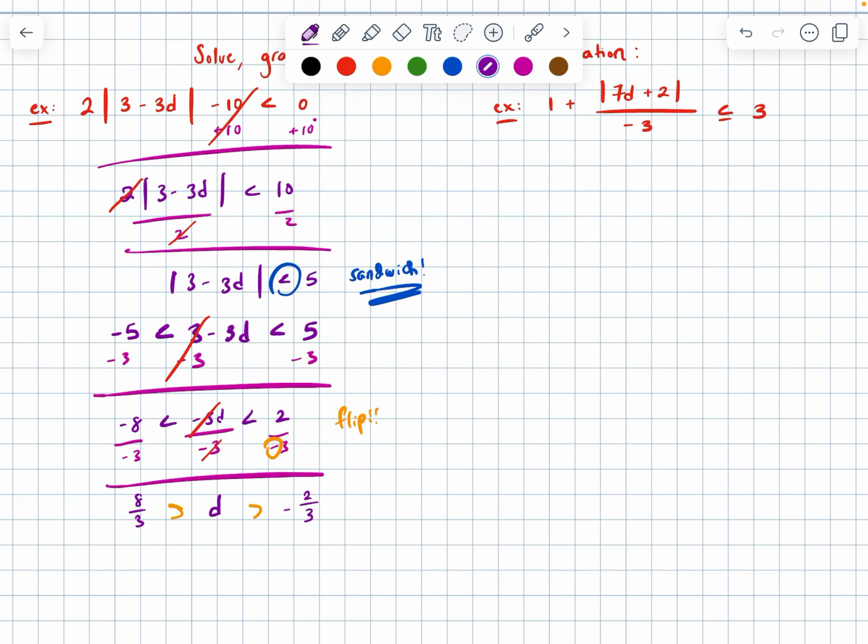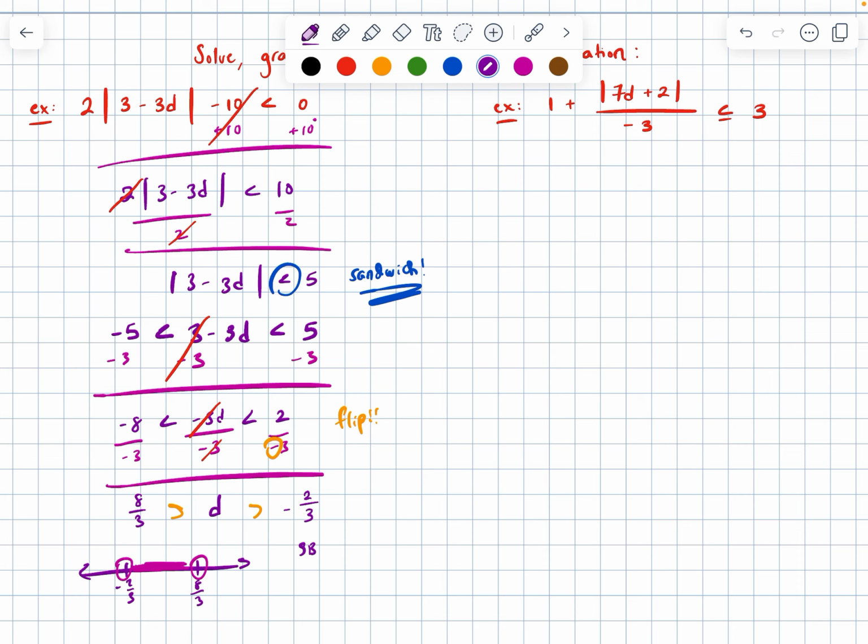Cool. On my number line, I'm going to place my two numbers. Negative 2/3 is going to go to the left. 8/3 is going to go to the right. In this case, both of them have a greater than symbol, no or equal to, so this is an open circle. And we've said this is going to be a sandwich, so I'm going to color in the part of my number line in between these two values.